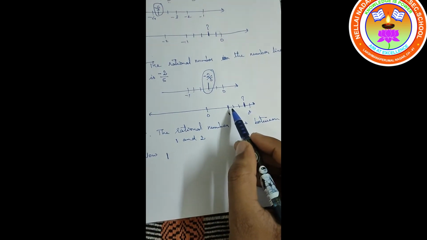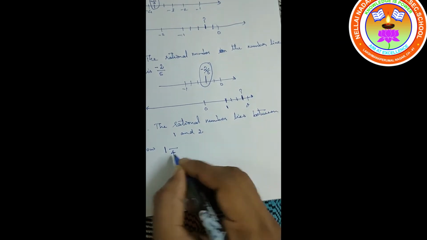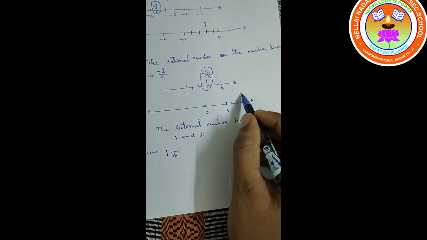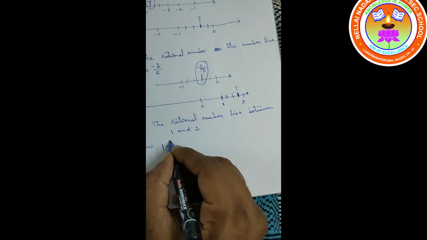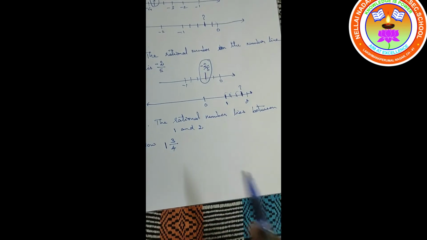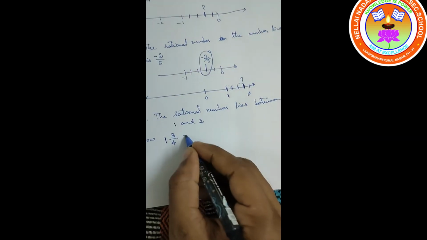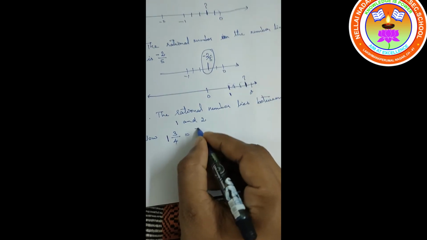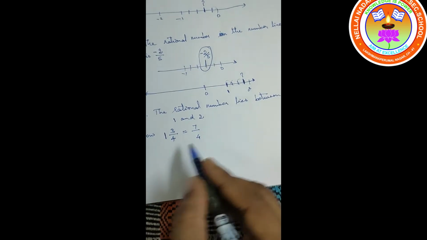Count how many equal parts are there. 1, 2, 3, 4 equal parts. Put it in the denominator. Count from 1. Which position does the question mark lie in? 1, 2, 3. Third position. So we will get a mixed fraction, thus 1 3 by 4. Convert this 1 3 by 4 into improper. 1 4s are 4, 4 plus 3 is 7 by 4. So in that question mark it will come 7 by 4.